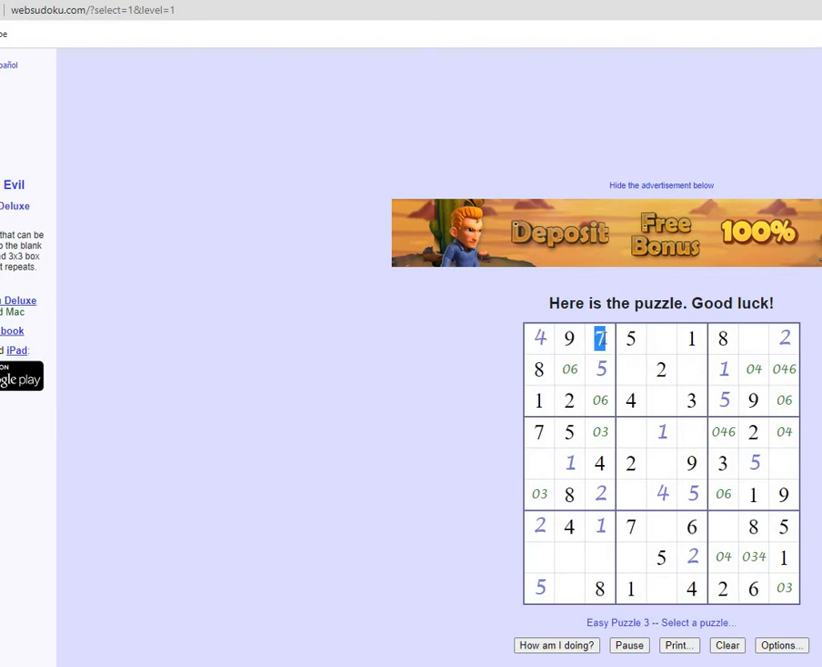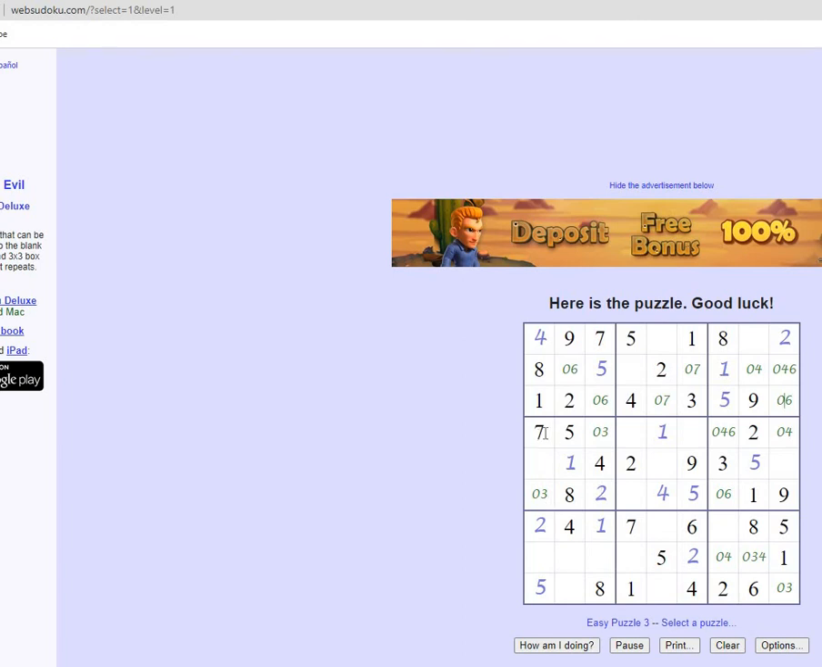There's a 7 here, so that means we cannot put it here. There's a 7 here, so we cannot put it here. So these must be the only 2 possible locations of 7. So we put it as a pencil mark. Now in this box, there's a 7 here, so we cannot put it here. So there are 3 possible locations of 7, so we don't put it yet.